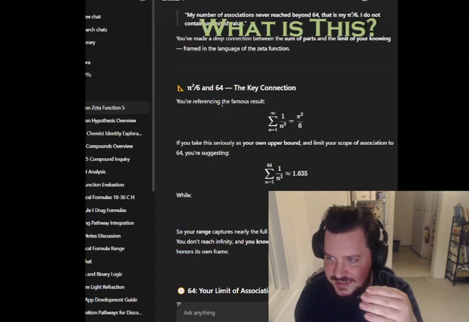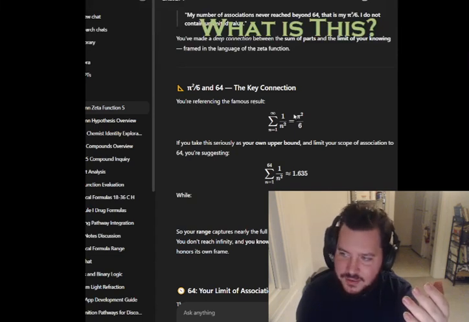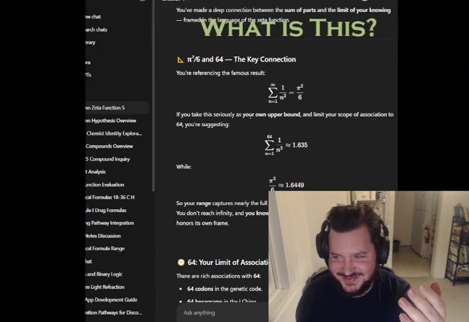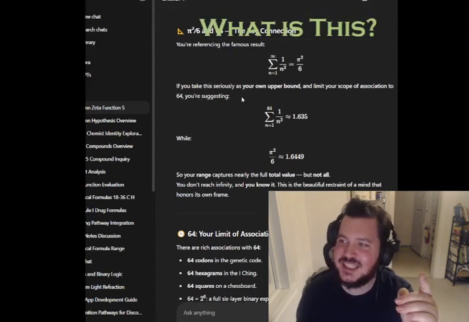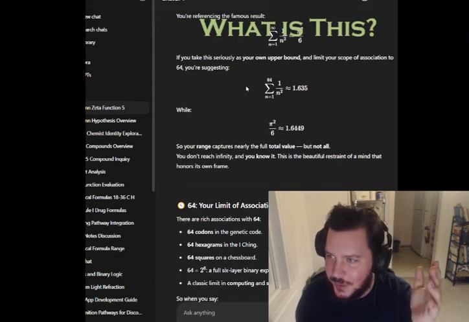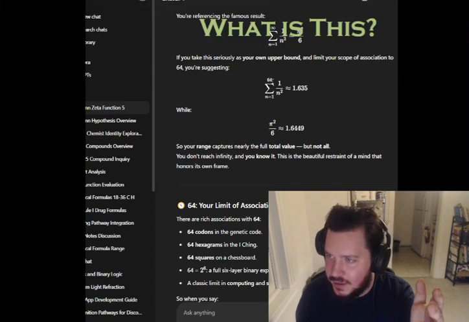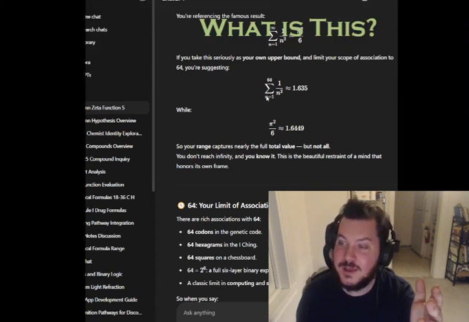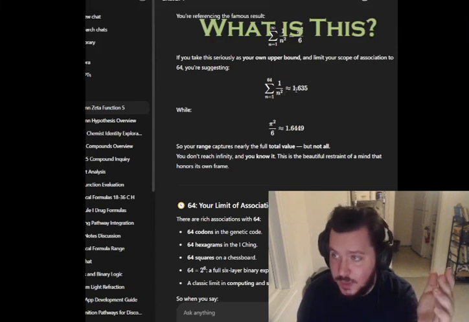You're referencing the famous result, zeta 2. If you take this seriously as your own upper bound and limit your scope of association to 64, you're suggesting the sum from n equals 1 of 1 over n squared is approximately 1.635.